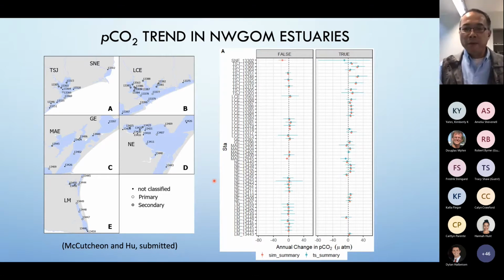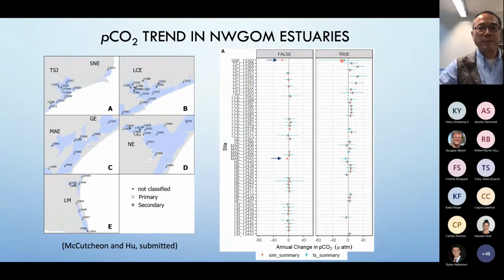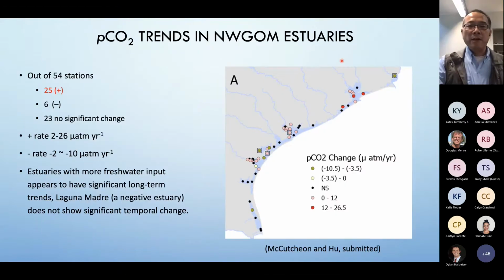This is a very busy figure, but I want to show you that the orange data points are from the simulation, the resampling of the data points, and the blue data points are just from simple regression. You can see that by and large, most of the stations don't show much difference between these two methods, which means the Theil-Sen regression is pretty robust, except in just a couple of cases.